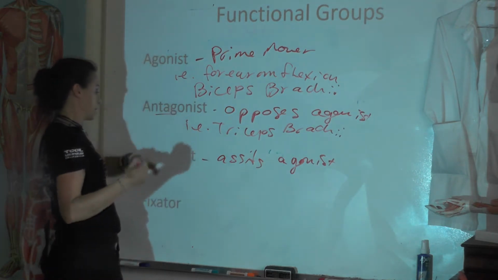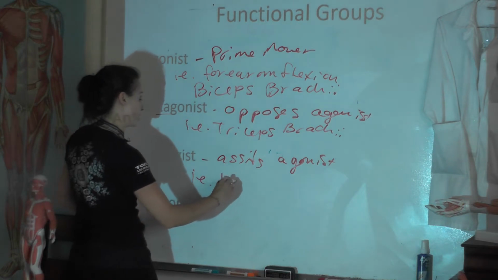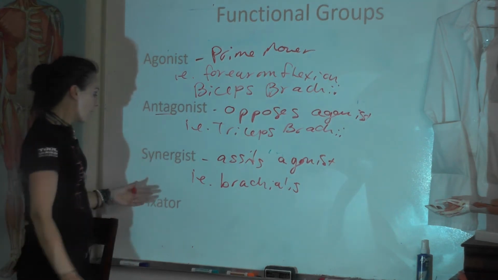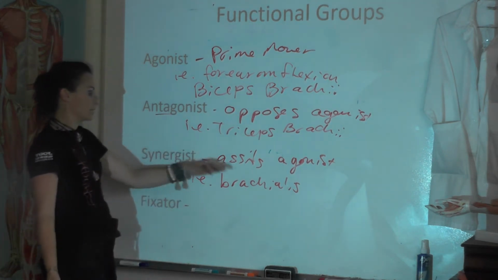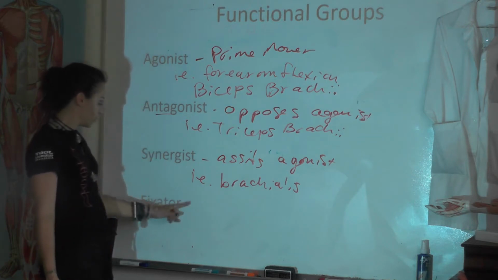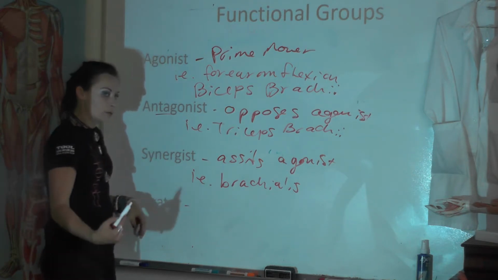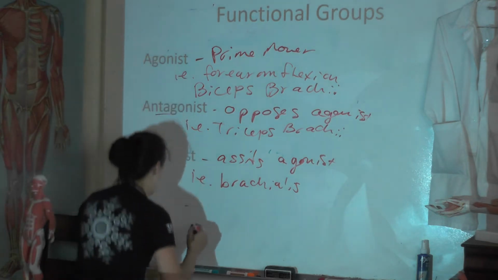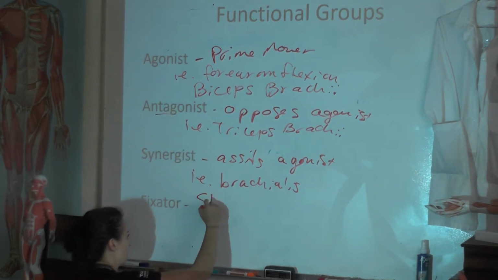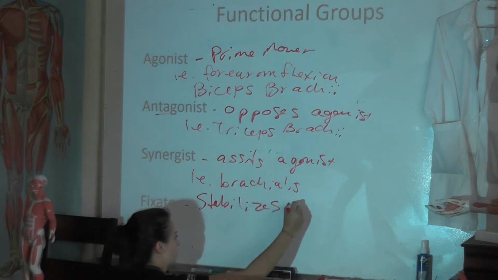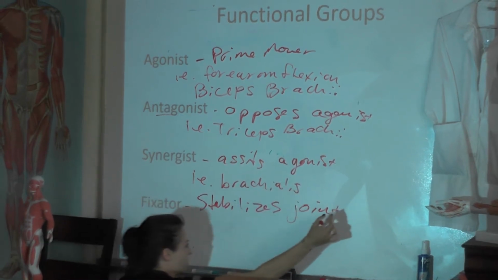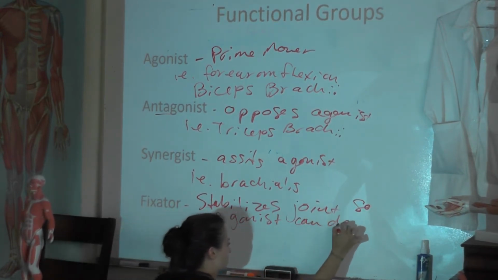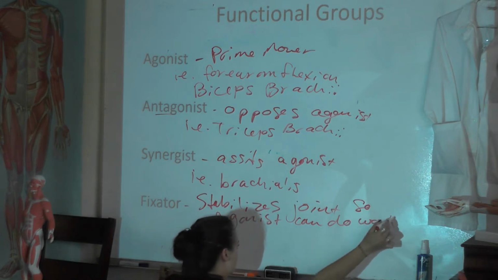And so in the example here, what you have to know is your brachialis and a fixator. A fixator is an interesting synergist. It's a synergist because it's assisting the agonist, but it's specifically doing it by fixating the joint on one end so that the agonist can do what it needs to do. So we'll just say that for a minute. The fixator is going to stabilize the joint so the agonist can do the work.